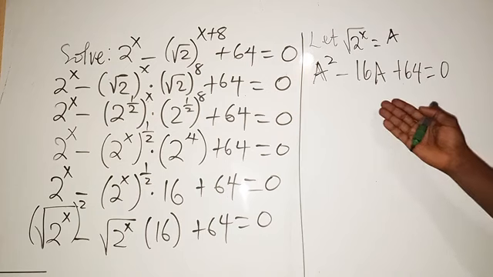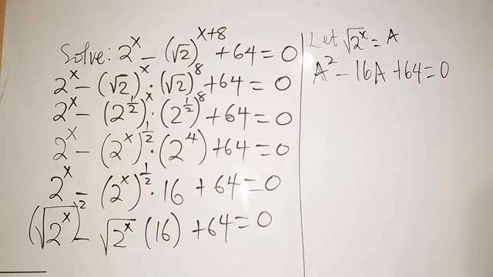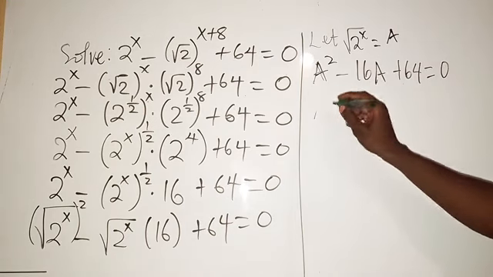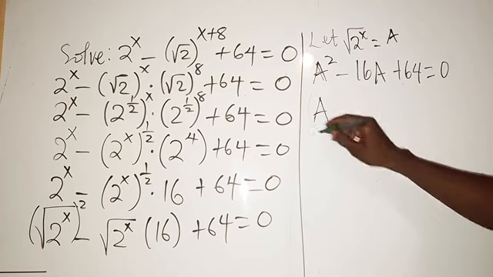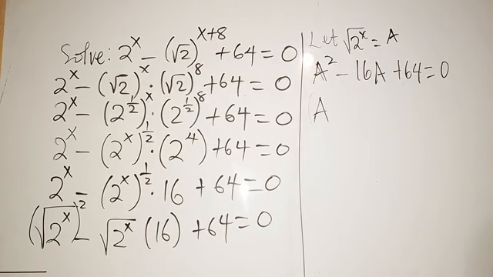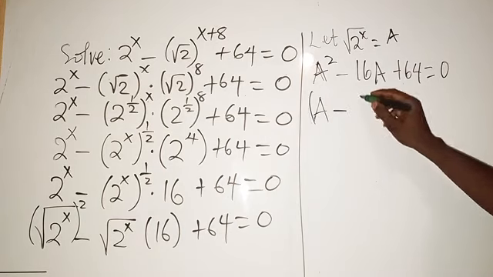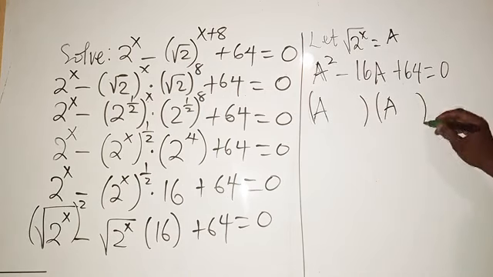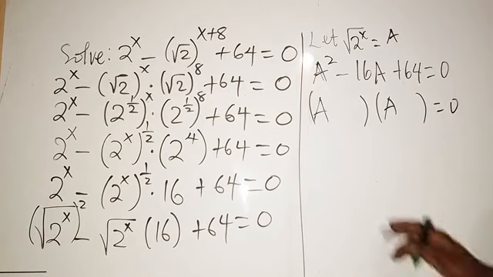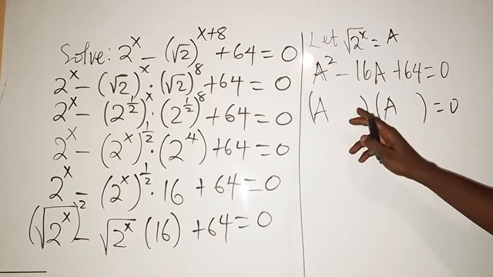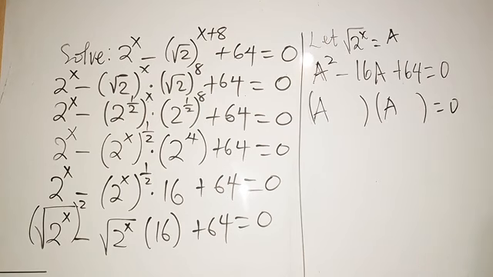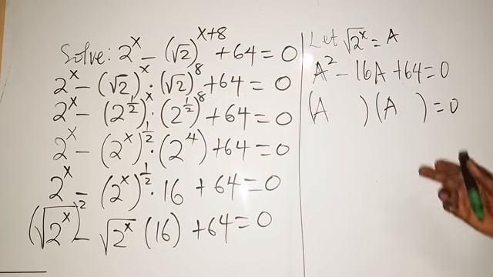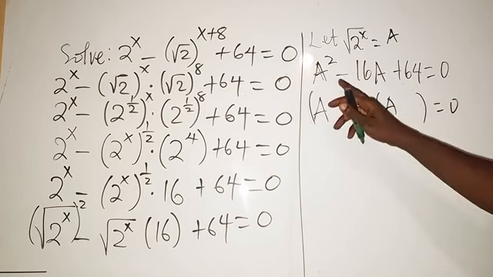So now having this, we can have this as a quadratic equation in terms of a. So how do we get the value of a? This is going to be done by factorization. So we're going to have (a minus something)(a minus something) equals 0. What are the two factors that when you multiply them together, you're going to have 64, and when you add them together, you're going to have minus 16?